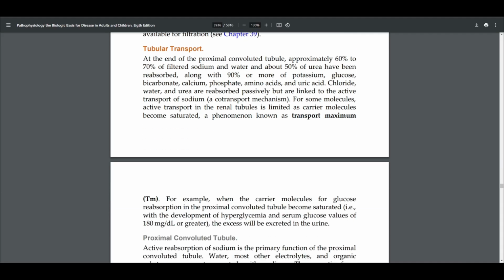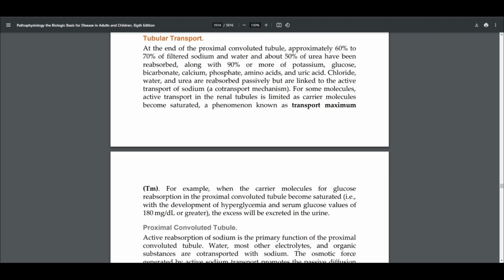By the end of the proximal convoluted tubule, approximately 60% to 70% of the filtered sodium and water and about 50% of urea have been reabsorbed, along with 90% or more of potassium, glucose, bicarbonate, calcium, phosphate, amino acids, and uric acid.